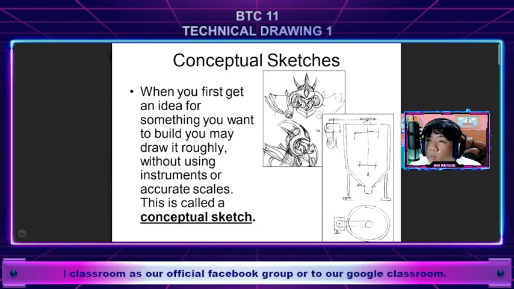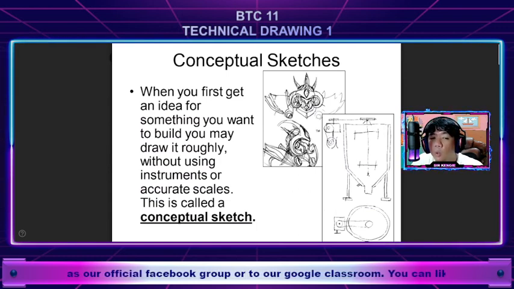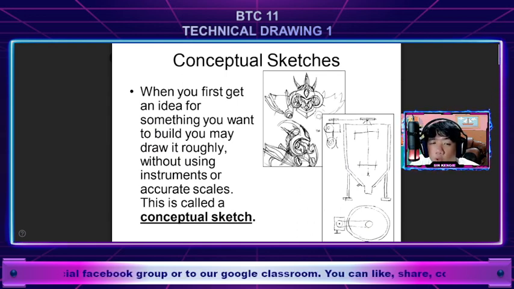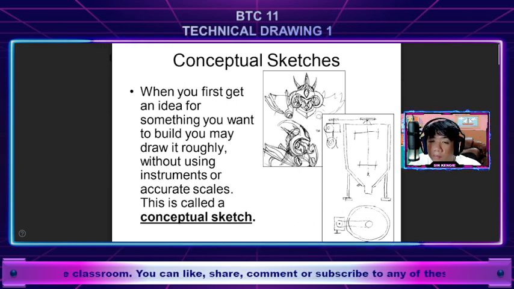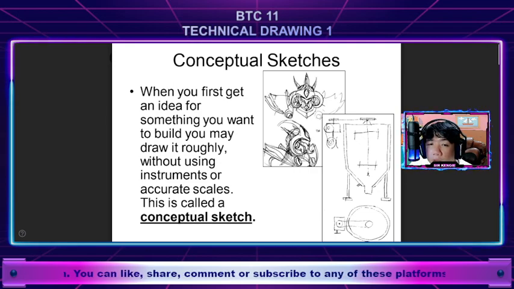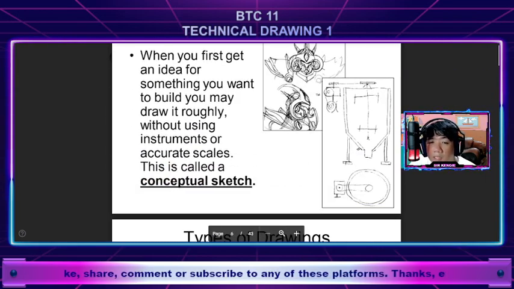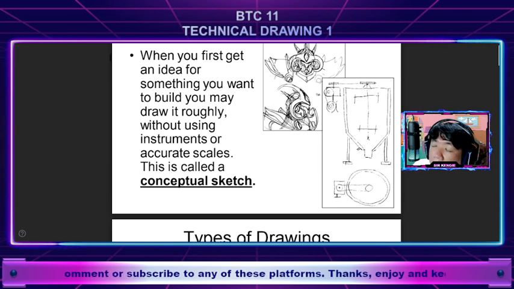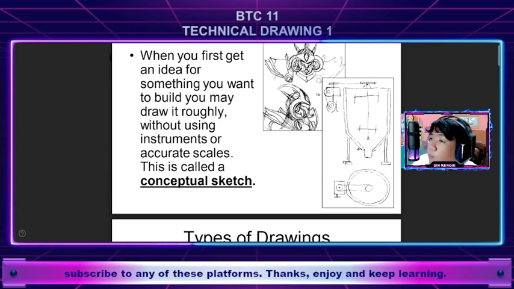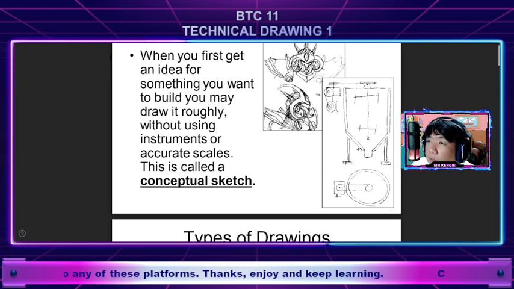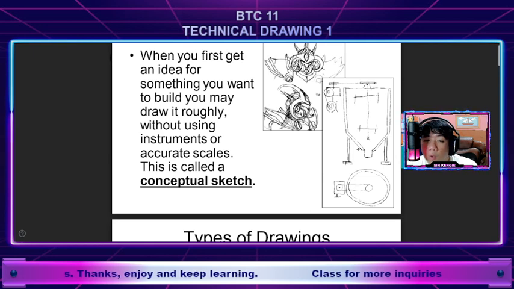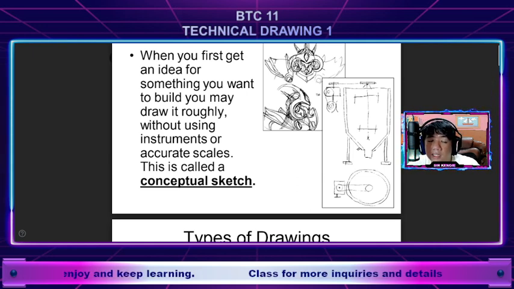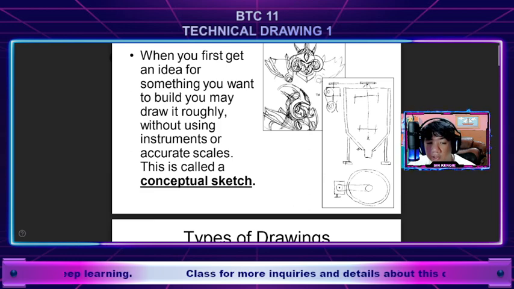It's different from conceptual sketches. When you first get an idea for something you want to build, you may draw it roughly without using instruments or accurate scales. This is what we call a conceptual sketch. Look at the examples compared to these previews. So here in sketches, out of your idea, through visualization, you convert or transform that into drawings. Here, you don't necessarily need drawing instruments or scales. So that is an example of a conceptual sketch.